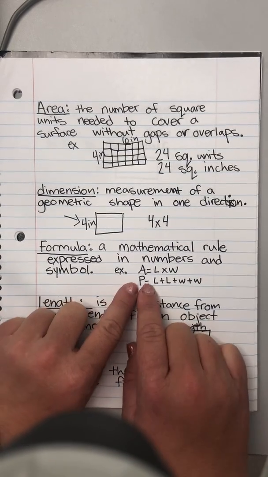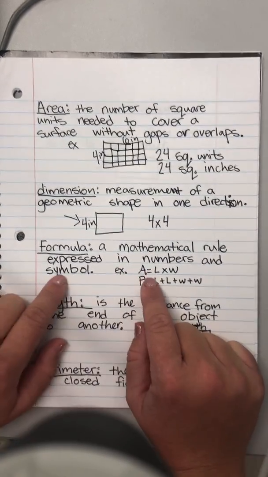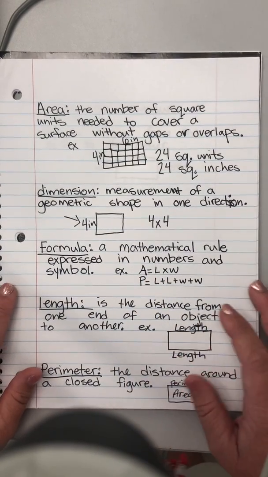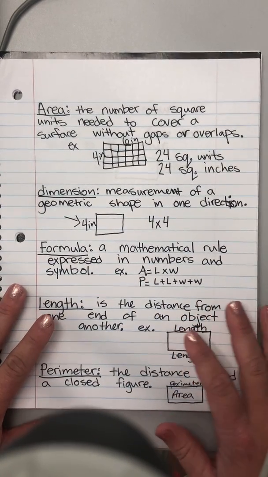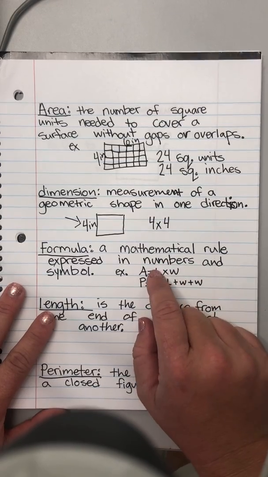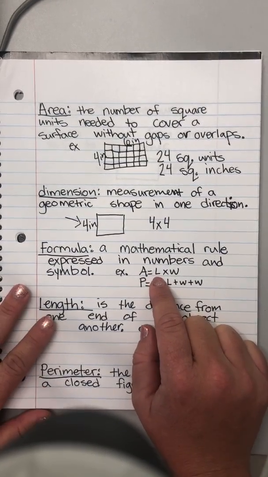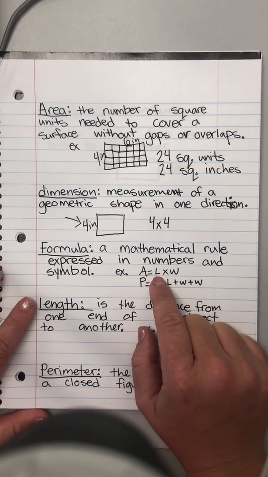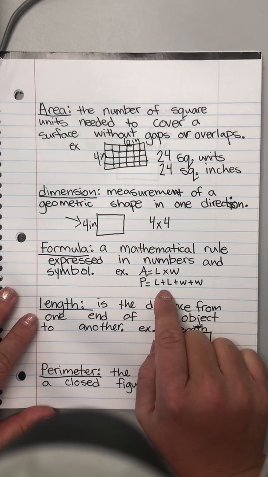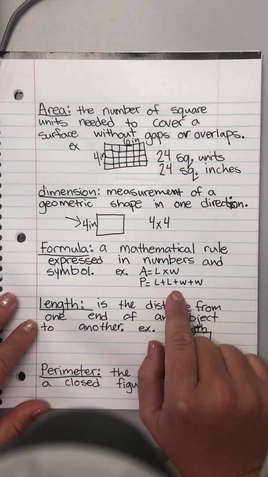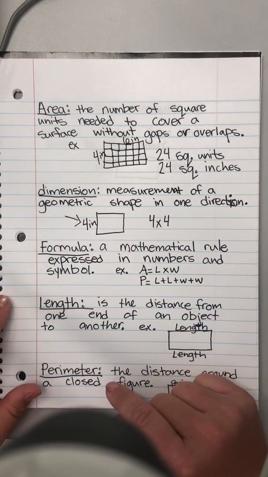All right, formula. Formula is a mathematical rule expressed in numbers and symbols. So the formula for area equals length times width. If you're not looking up at my board, then you're not going to know what we're talking about here. Perimeter is length plus width plus length plus width. That is a formula.